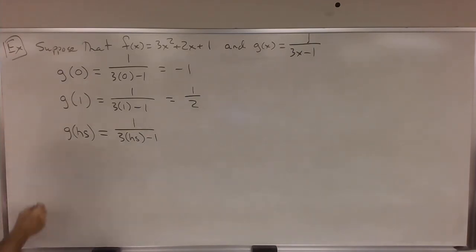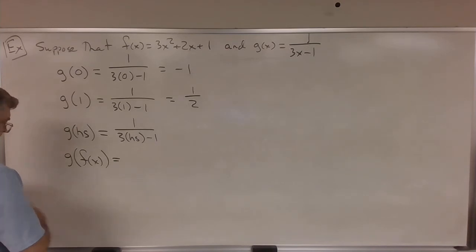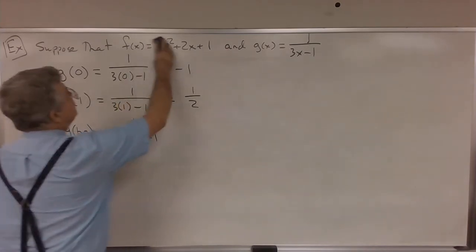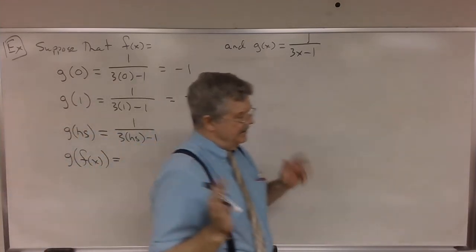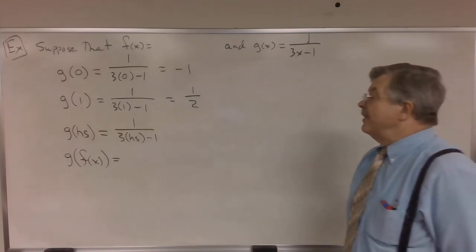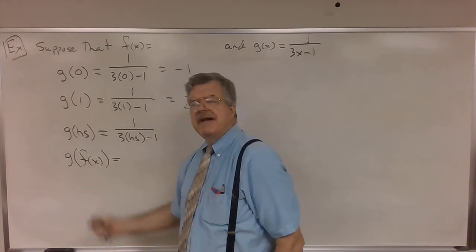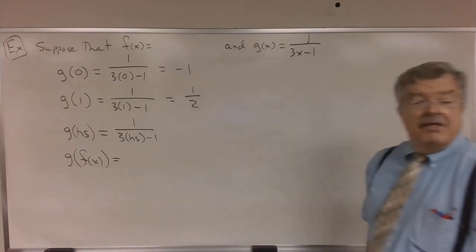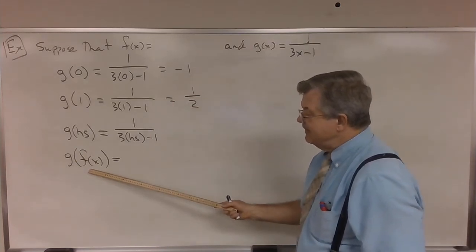And now that we've done that, let's do this. G evaluated at f of x. Oh, and you know what? I just forgot what f of x was. Yeah, the memory comes and goes, you know? So I guess I'm going to have to express my answer here in terms of f of x. This is g evaluated at f of x.